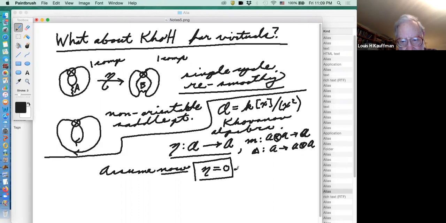Now, I have a feeling I told you this story before, but now we're looking at it seriously, so let's take care. I'm going to take eta equal to 0, and I'm going to then want to see whether I could work the way I worked before and continue to make the Khovanov complex. So let's look.